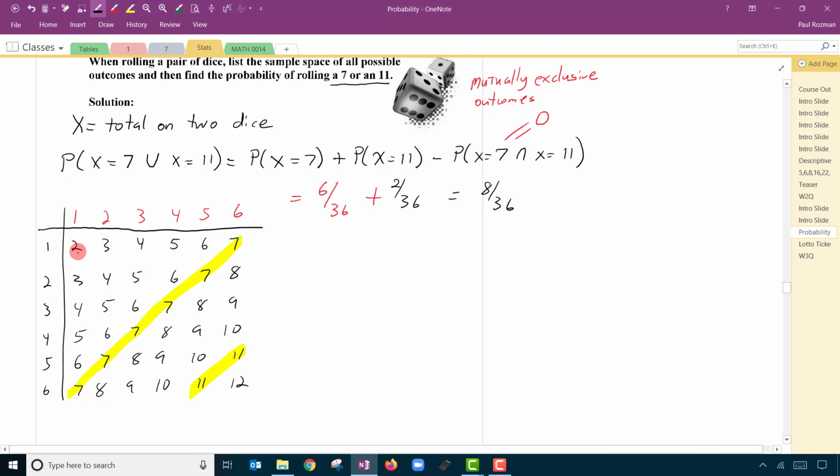I know that some of us are going to have issues with, well, why is there only one way of getting 1, 1? But there's 2 ways of getting 2, 1. Because it's still 1, 1 regardless of which way you turn it around, but it's different 1, 1 versus 2, 1.